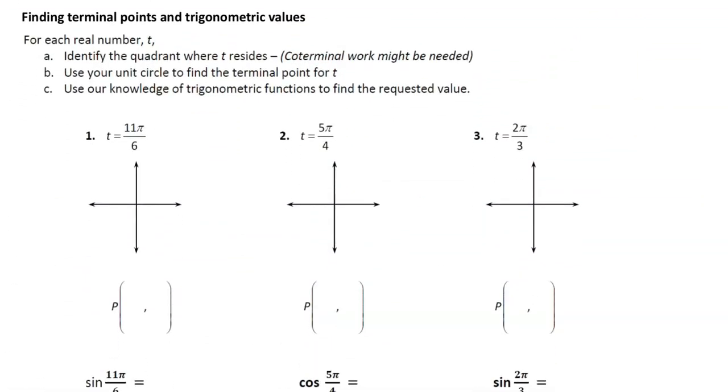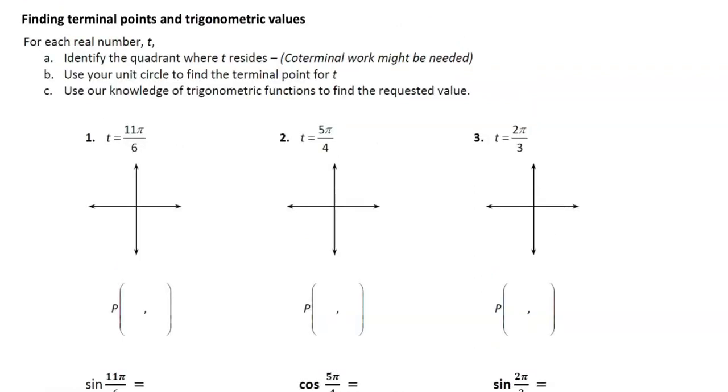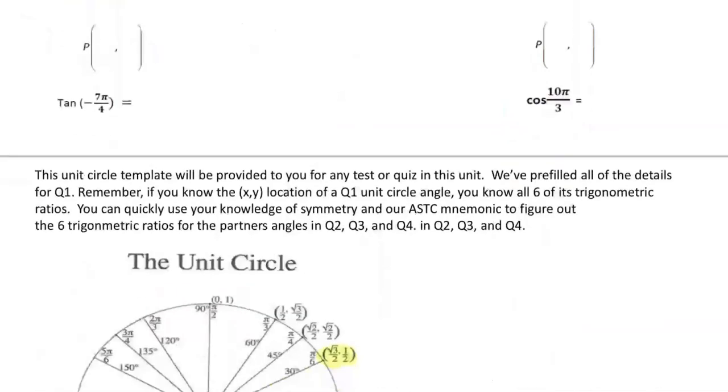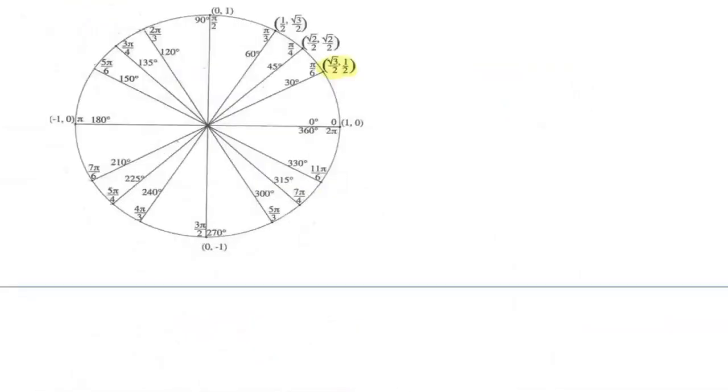Now they have you identify the quadrant where t resides, use your unit circle to find the terminal point for t, and use your knowledge of trigonometric functions to find the requested value. So that's down here. Okay, so what will I do here? I'm going to say 11 pi over 6. If I look back here at this unit circle, I see 11 pi over 6 is right here in the fourth quadrant. And I see that pi over 6 has those values, root 3 over 2 and 1/2.